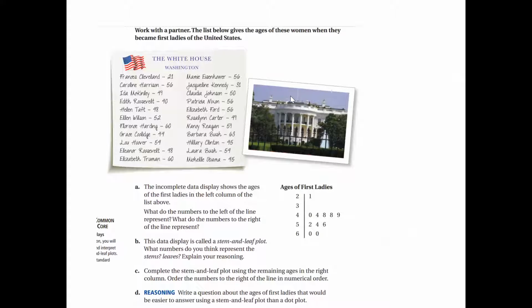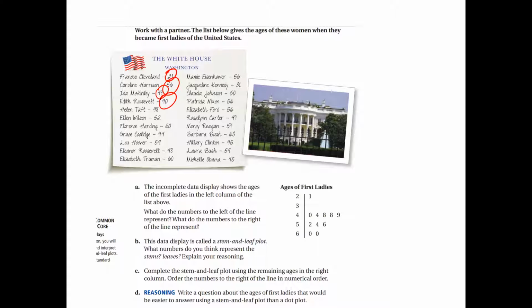Okay, so it says work with a partner, but really by yourself. List the ages of these women when they became first ladies in the United States. And so you have a bunch of ages, 21, 56, 49, 40, etc. It looks really messy and difficult to distinguish. So the first thing you want to do is organize the data.